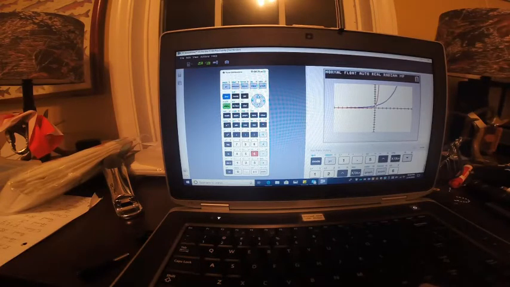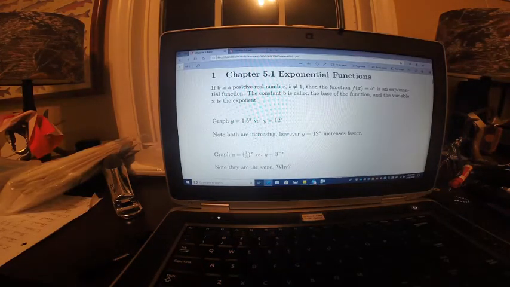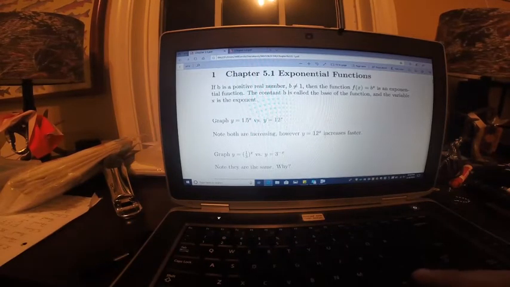But if you look at 12 squared, that is 144. So it's way up there once you go over 2. So the bigger your base number is, the quicker it's going to accelerate upwards. And that's essentially what your note here says. It says, note, both are increasing. However, 12 raised to the x increases faster.